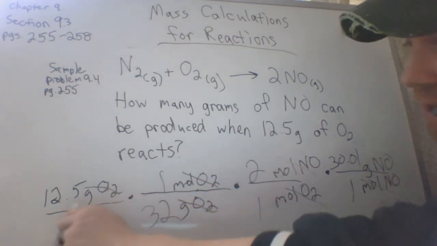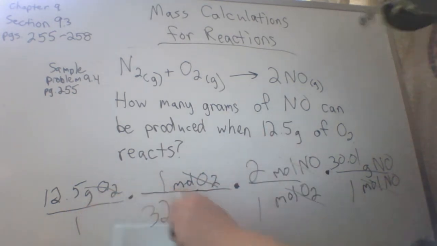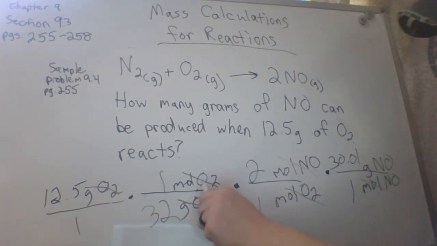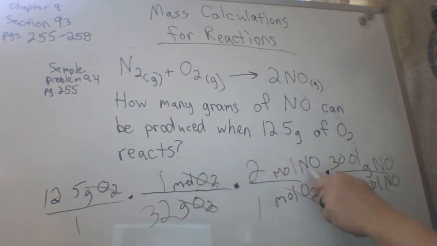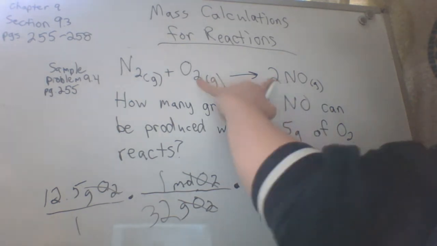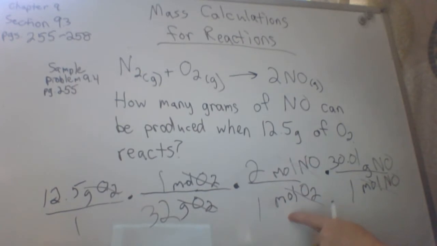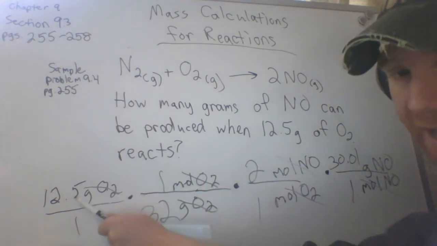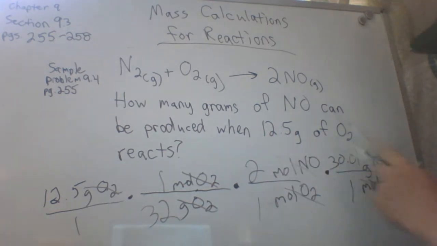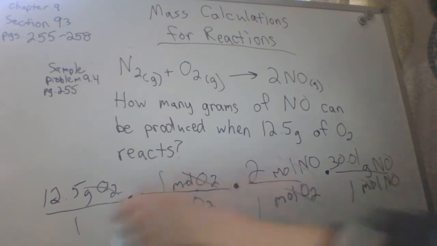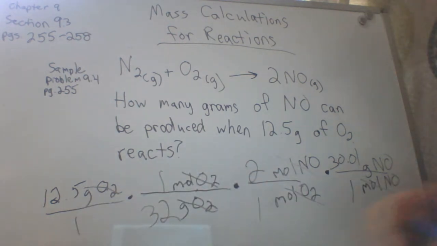We have successfully gone from grams of O2, using the molar mass, to moles of O2. Moles of O2 to moles of NO, using the mole-to-mole ratio. We jumped from chemical A to chemical B. And lastly, in chemical B, we went from moles back into grams using that chemical's molar mass. This is a mass to mass problem. Let's find out how many grams of NO can be produced from 12.5 grams of O2.